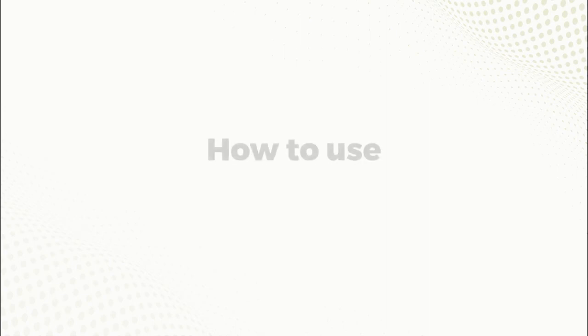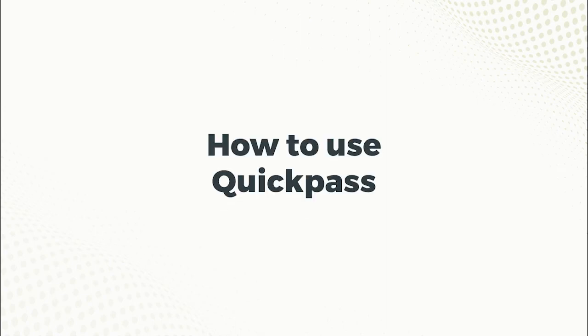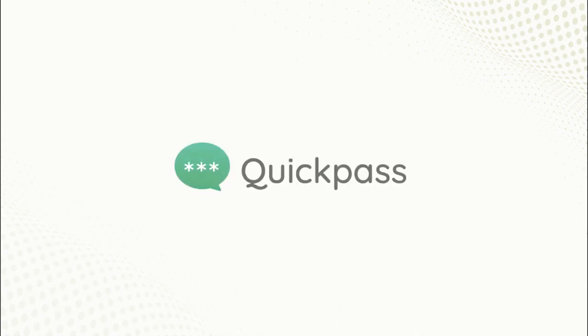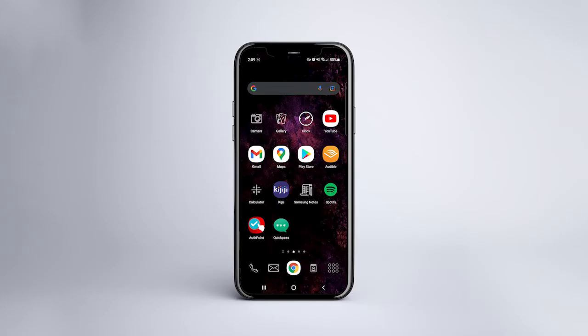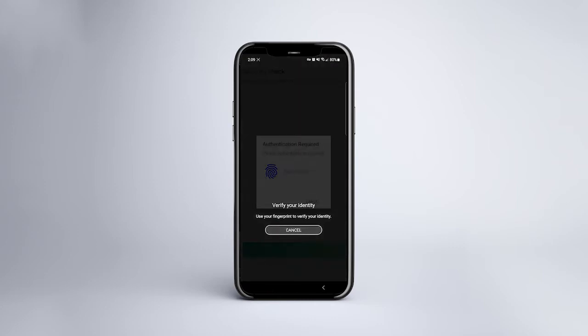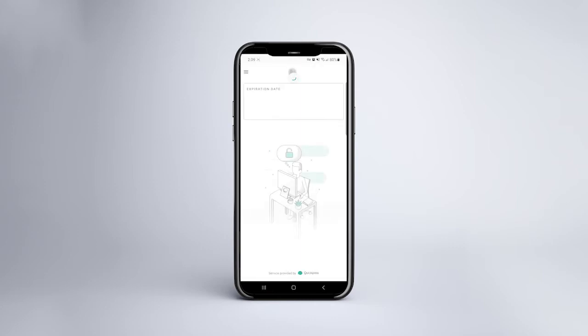This quick guide will help you use the Quickpass password reset portal for the first time on your phone. First, you want to open the Quickpass app on your phone. If you have biometrics set up, Quickpass will automatically use that as a security check before logging you in. If you don't, Quickpass will request your passphrase.